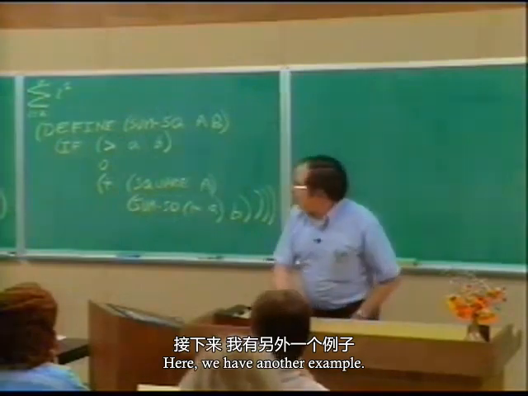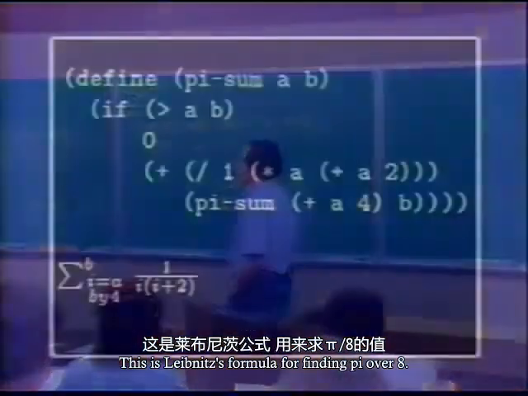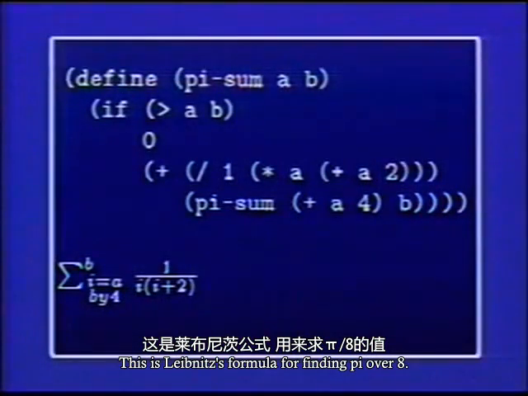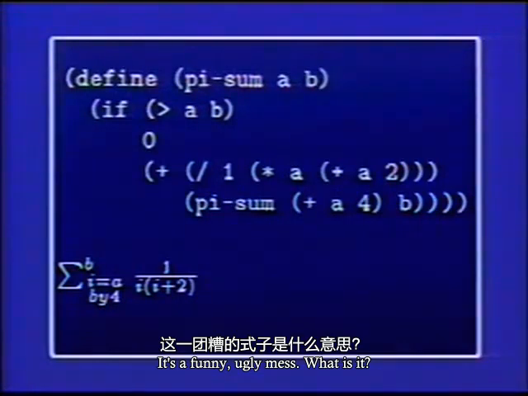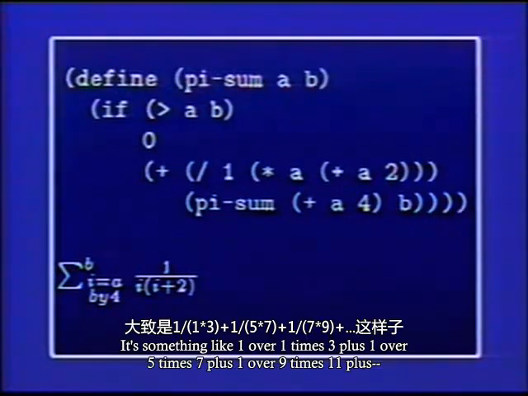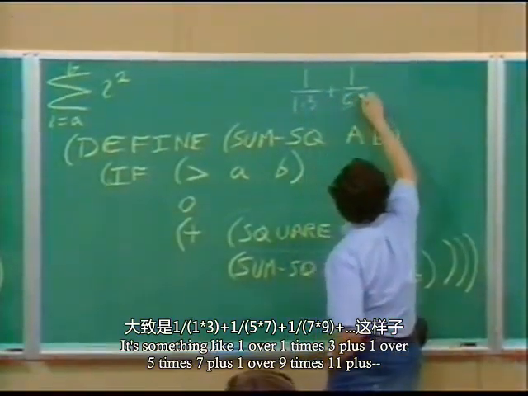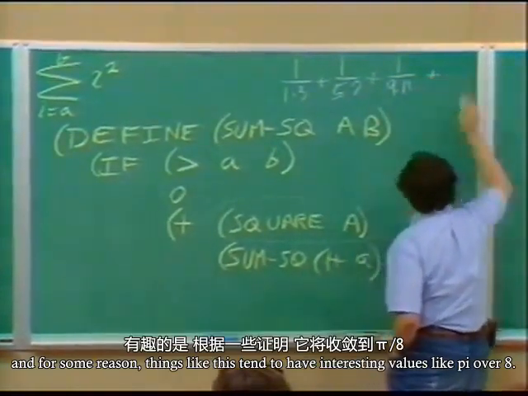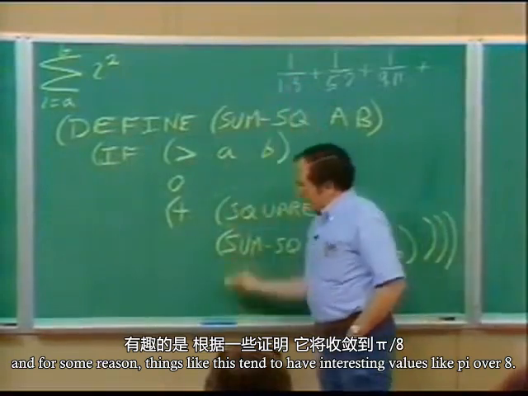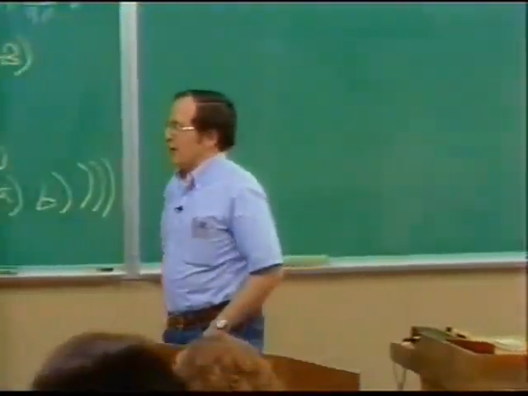Here we have another example. Okay, so this is Leibniz's formula for finding pi over 8. It's a funny, ugly mess. What is it? Something like 1 over 1 times 3 plus 1 over 5 times 7 plus 1 over 9 times 11 plus, and for some reason, things like this tend to have interesting values like pi over 8.